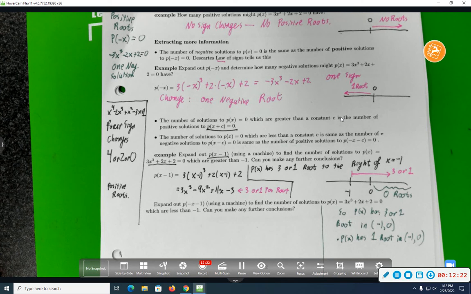So see, this can give you good information if you apply it at multiple sample points. You discover there was nothing to the right of 0. There was one thing to the left of 0. There was one thing to the right of -1. And so that told you something really specific. Somewhere between -1 and 0, there was definitely a root. And that's the only root.